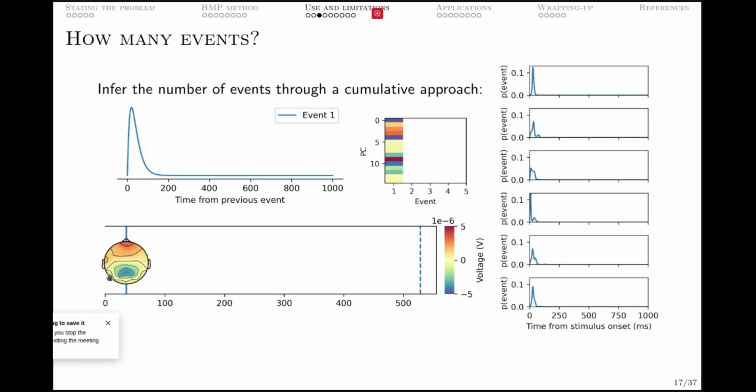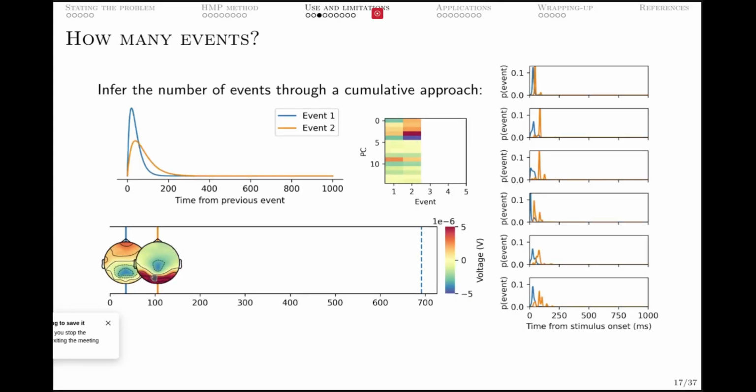Now, once we have this one, we just assume that there is actually one more. We assume that there is an event with a time distribution that must be happening somewhere after this one. Again, we initiate it with very liberal parameters, both in terms of magnitude and in terms of timing. And we see how the expectation maximization converges again. In this case, it will produce this kind of P1-like activity.